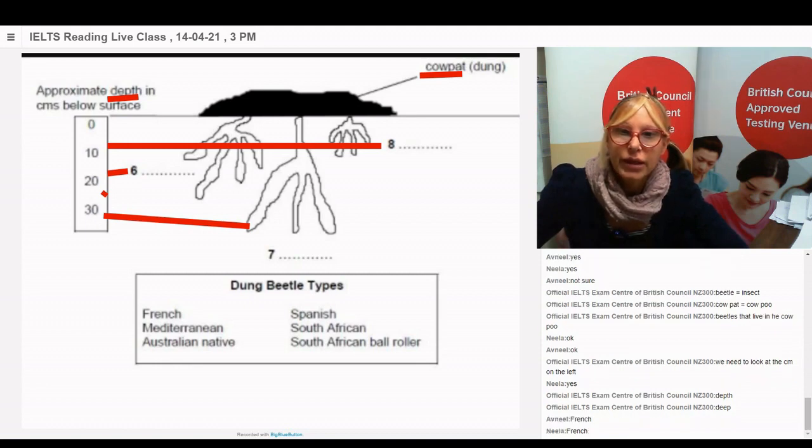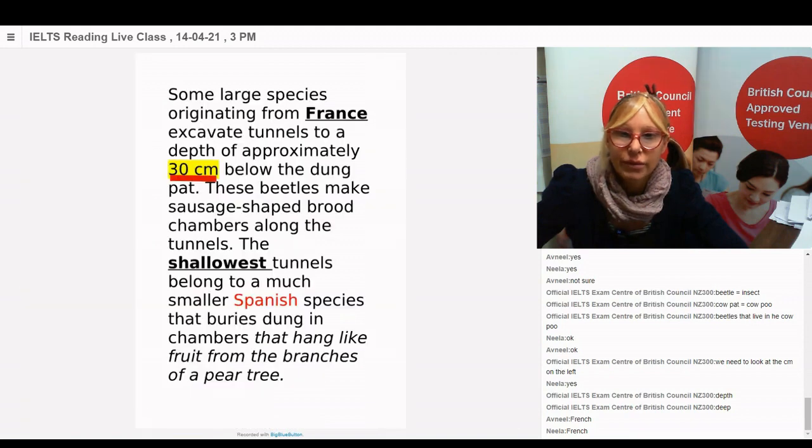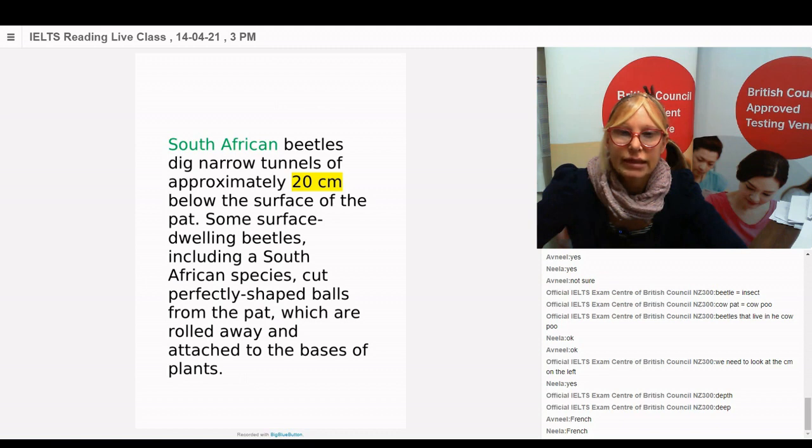Okay, so keep reading. These beetles make sausage-shaped brood chambers along the tunnels. The shallowest tunnels belong to a much smaller Spanish species that buries dung in chambers that hang like fruit from the branches of a pear tree. So this is quite an important word here, shallowest. And then we've got South African beetles dig approximately 20 centimetres. So try and remember South African 20 and Spanish is the most shallow.